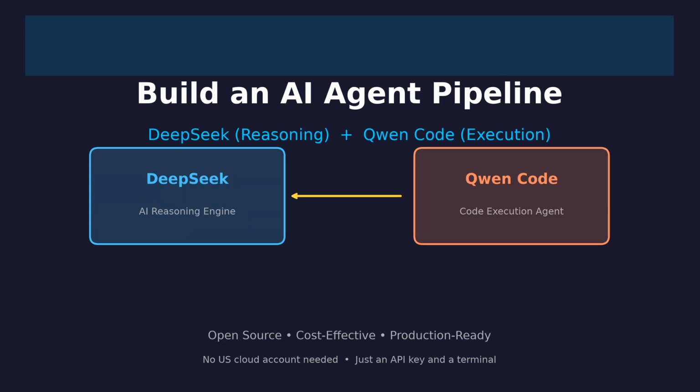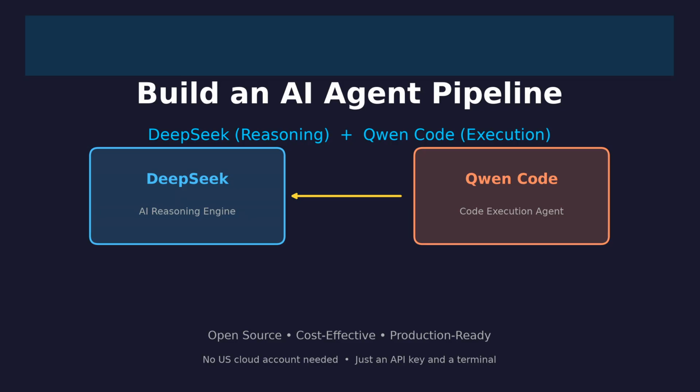Here's exactly what you'll walk away with. First, calling DeepSeek's Chat API. It's fully OpenAI-compatible, so you only change the base URL and API key. Second, installing Qwen Code through NPM and using it as a code execution engine. Third, building a Python script that connects the two into an automated pipeline. And fourth, handling real outputs, not pseudocode.